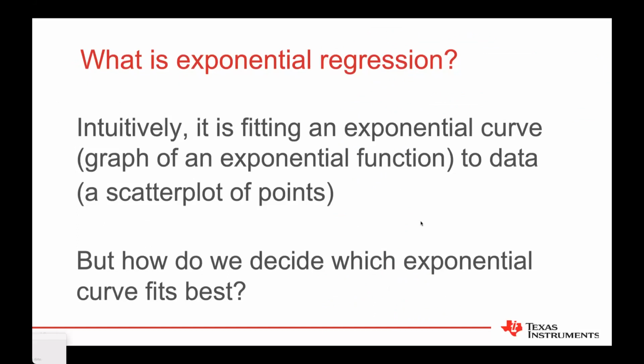So one of the options when you have data on the TI-84 or the TI-Nspire is that, besides a linear regression, you can actually choose to do an exponential regression or a logarithmic regression. So exactly what's going on with those? Well, intuitively, it's about fitting an exponential curve, that means the graph of an exponential function, to data, which we visualize as a scatter plot of x-y points. So how do we decide which exponential curve fits best?